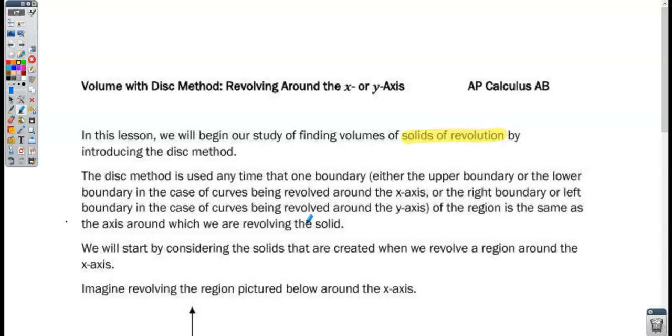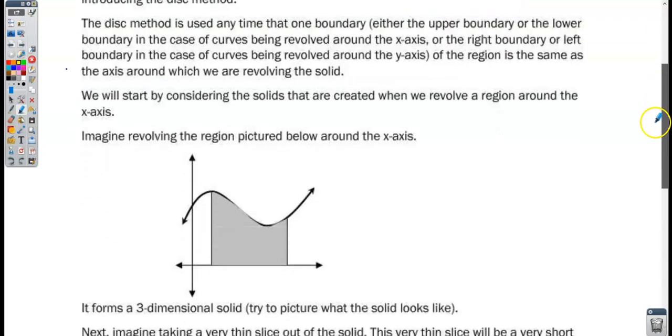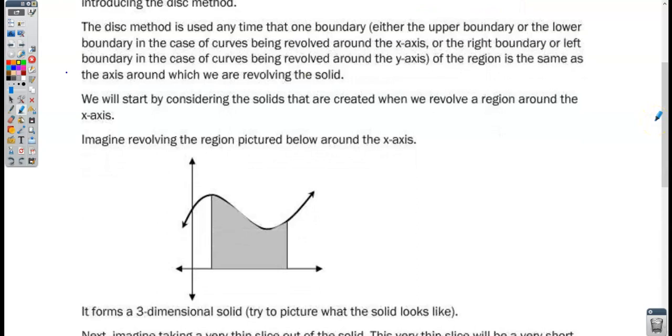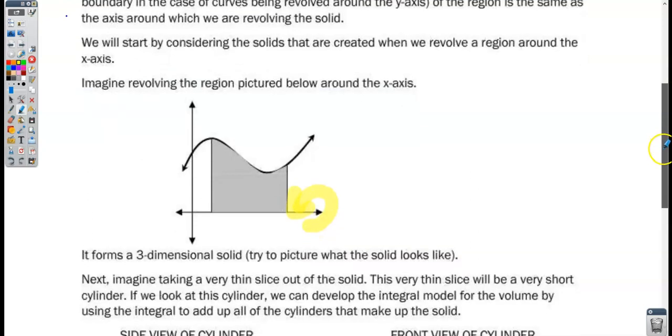Okay, so we're going to start by looking at solids that we create when we revolve a region around the x-axis. So take a look at this curve right here. Imagine taking this region and revolving it, spinning it around the x-axis to make a three-dimensional solid. Try to visualize what happens when we do that. It's almost like we make a weird kind of cup-shaped or vase-shaped object here. So try to picture what that three-dimensional solid looks like.